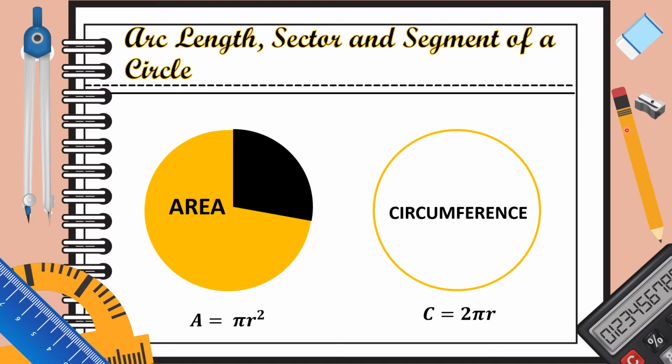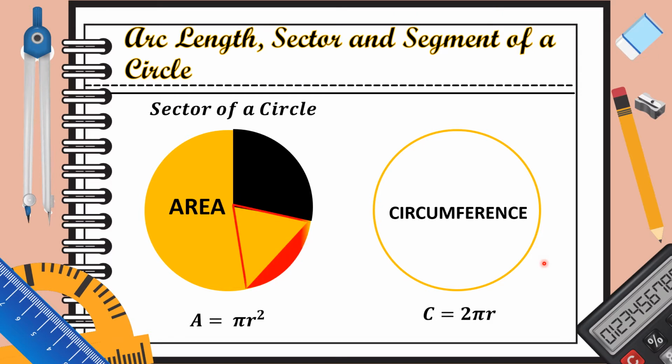Kapag ang pinipertain natin is itong portion na ito ng ating circle, para siyang part ng isang pizza. Kapag kumuha kayo ng isang slice ng pizza, yung part po na yan ay tinatawag natin as sector of a circle. Ibig sabihin, isang slice lang siya ng parang pizza or isang slice ng isang circle.